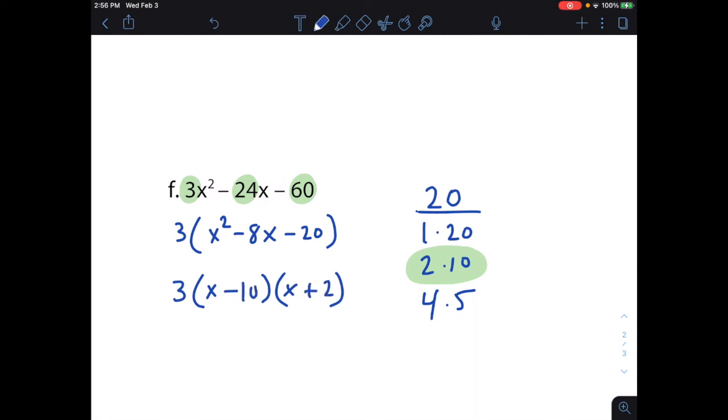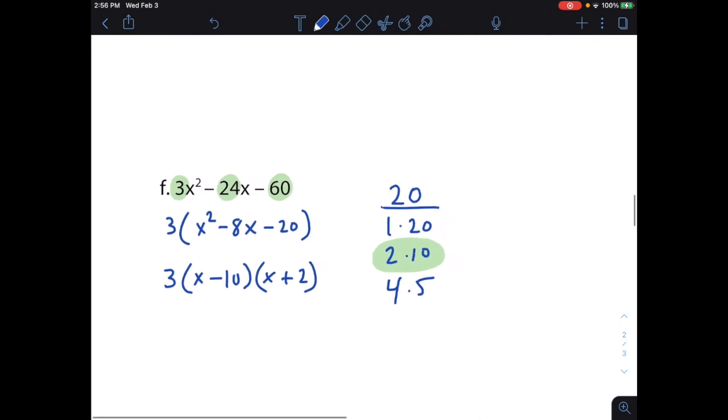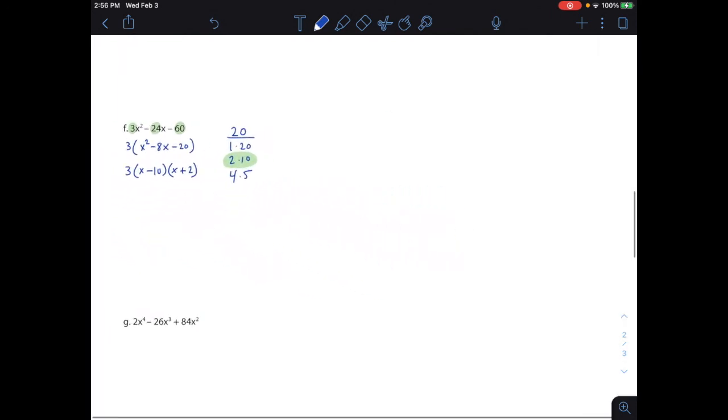And now it doesn't matter which binomial you put those two numbers in, it's going to work the same either way. So I could have put the 2 first and the -10 second. I think that's it. Oh no, there's one more.